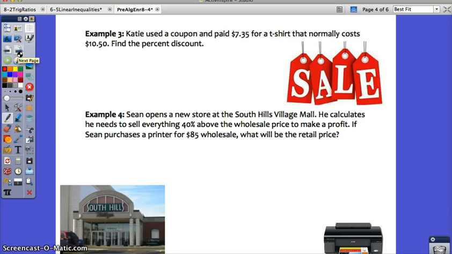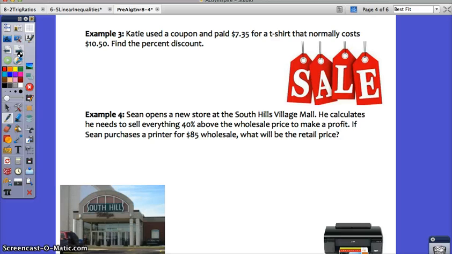Let's try another one like this. You think about shopping and sales and coupons. A lot of times we talk about the percent increase or decrease that you're getting to benefit. So Katie uses a coupon and pays $7.35 for a t-shirt that normally costs $10.50.